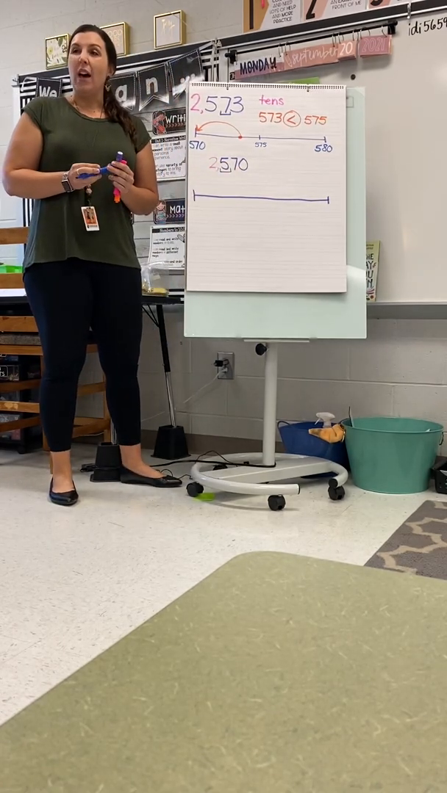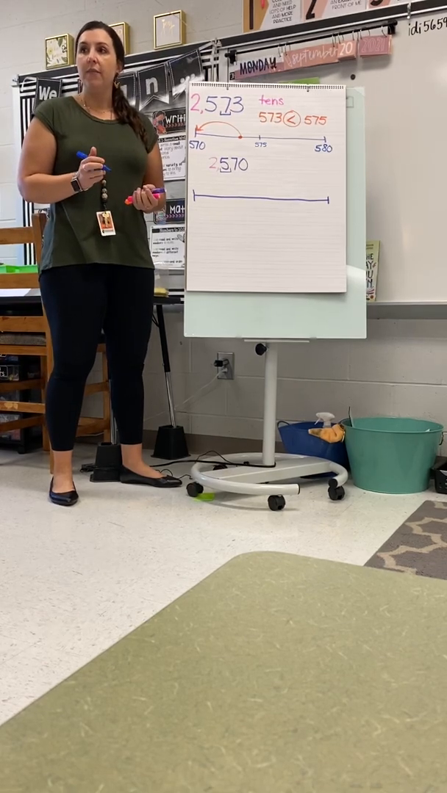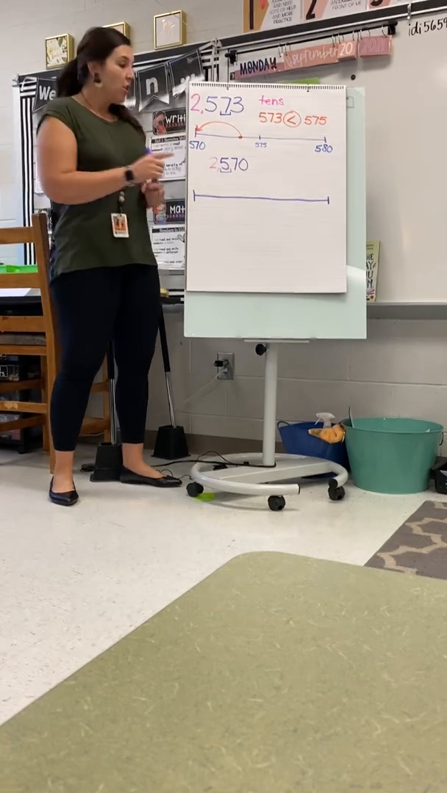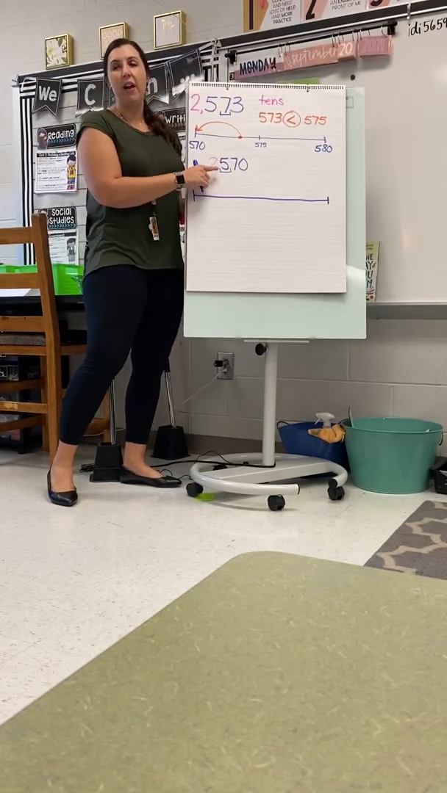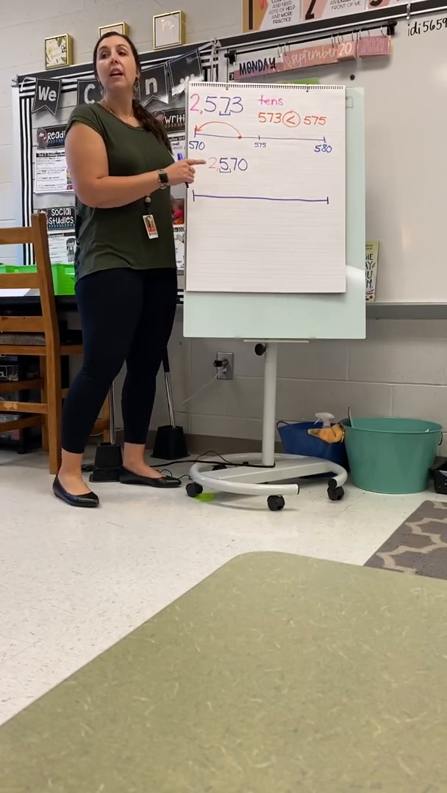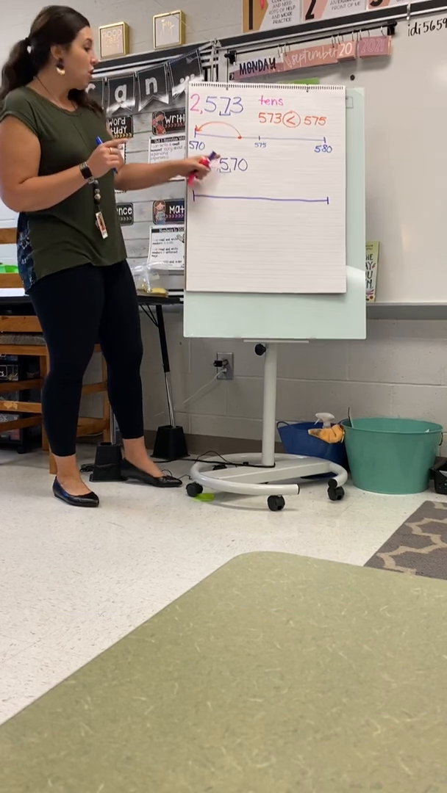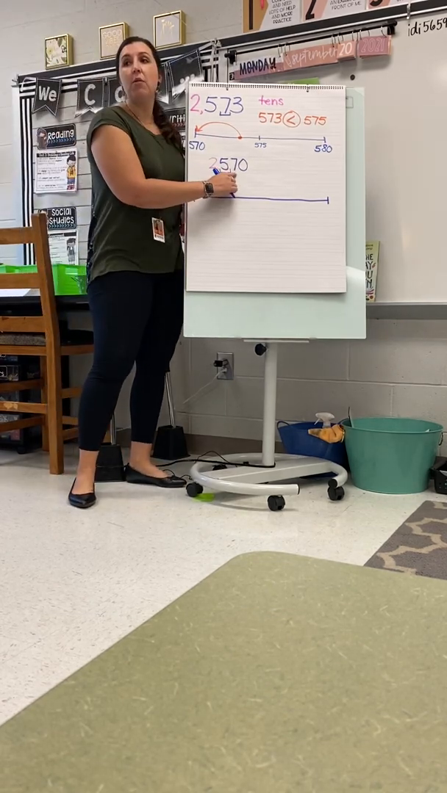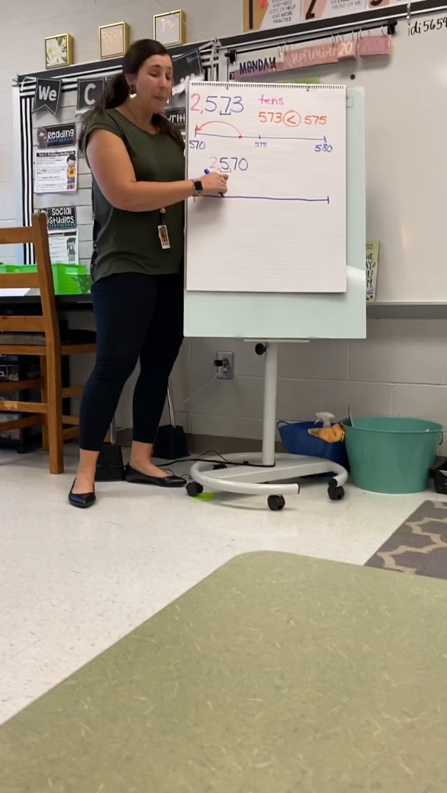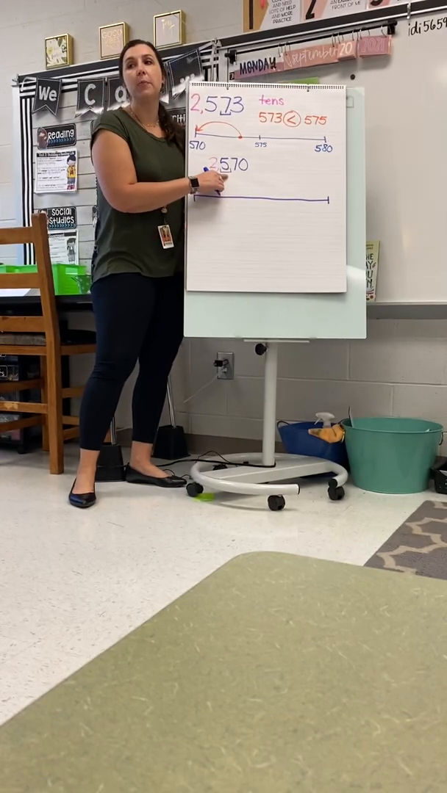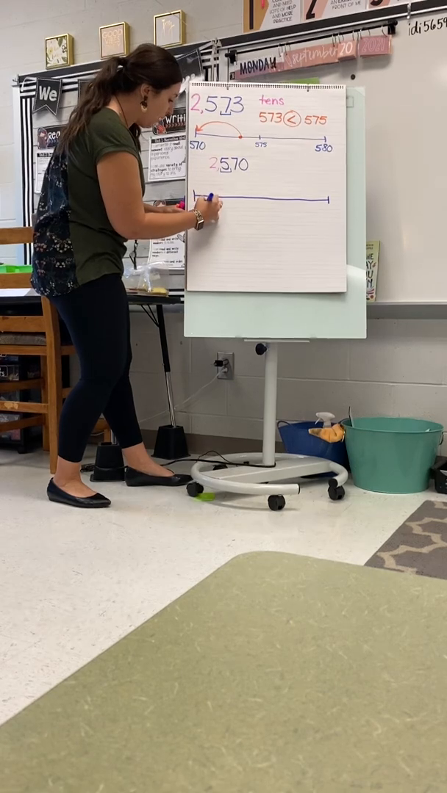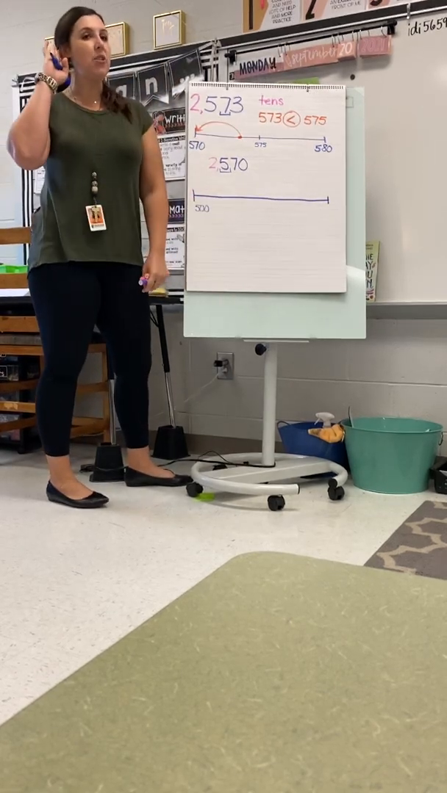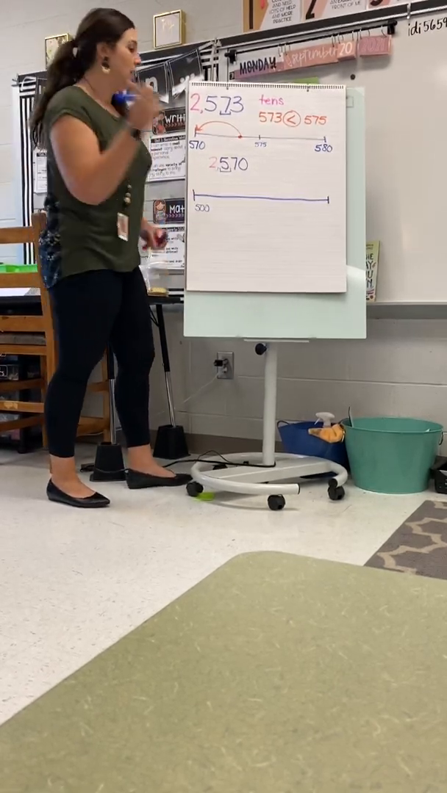So what is the value of that 5? Is that really a 5? Or is that a 50, a 500, a 5,000? It's a what? So if it was right here in my tens place, it would be a 50. But it's in my hundreds place. 500, perfect. So I'm going to put 500 right here, and then everyone, my next 100 would be 600.